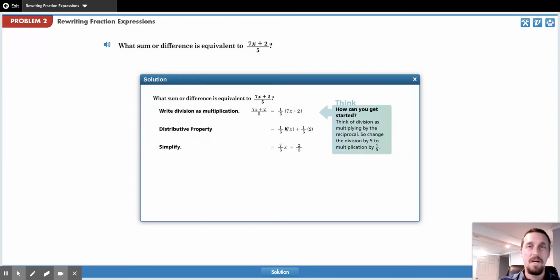Now, in order to simplify, I can first distribute. So the 1/5 goes to the 7x, and the 1/5 goes to the 2. And maybe some of you are thinking, wow, 1/5 times 7, that's hard to do in my head. But we can just write it as 7/5, no problem. So 7/5 x plus 2/5, and that's our answer. So if you were doing this problem for your classwork, you would write out all 3 of these steps on a piece of paper, then snap a picture and post it to the Nearpod.